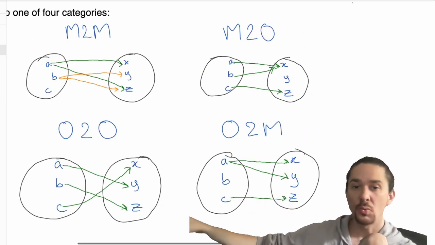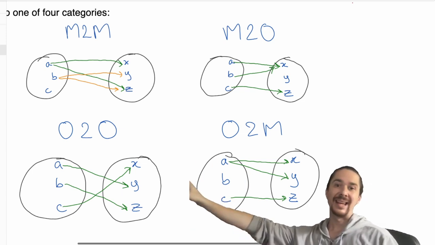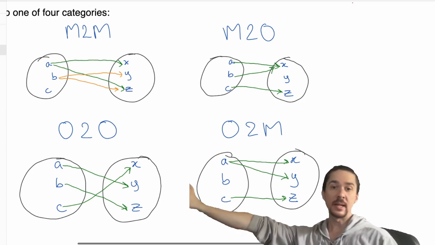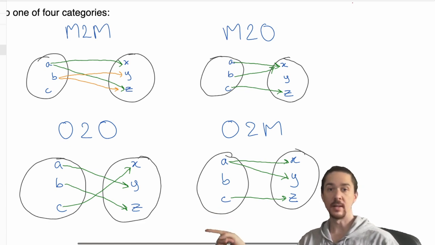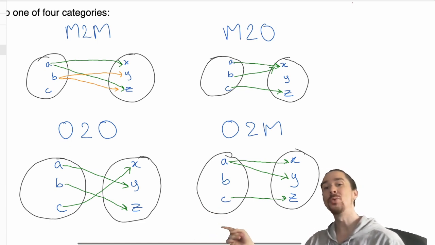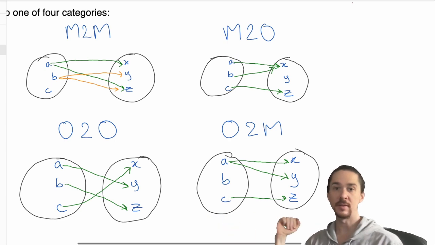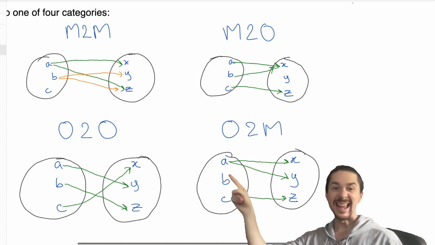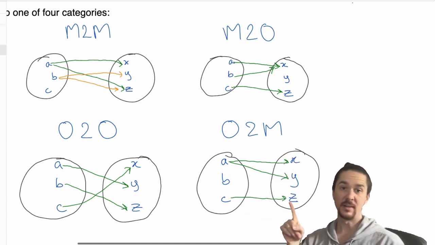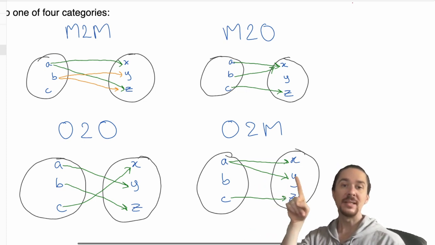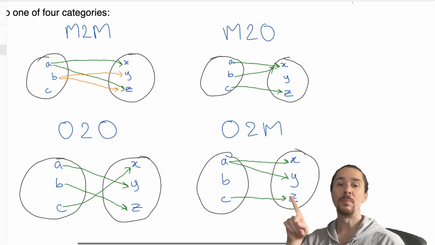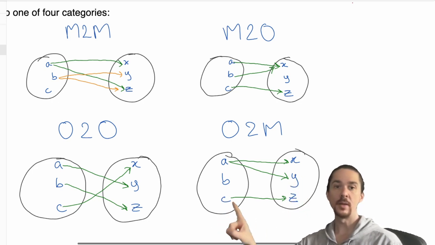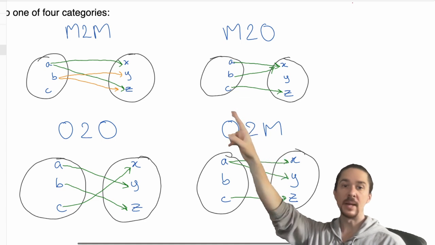In a one-to-one type of relation, anything on the left-hand side can only connect to one thing on the right-hand side, and anything on the right-hand side is only connected to one thing on the left-hand side. One to one. If we have one to many, it means that anything on this side can connect to many things on this side. It doesn't have to, but it can. However, anything on this side can only be connected to by one thing on this side. One to many.